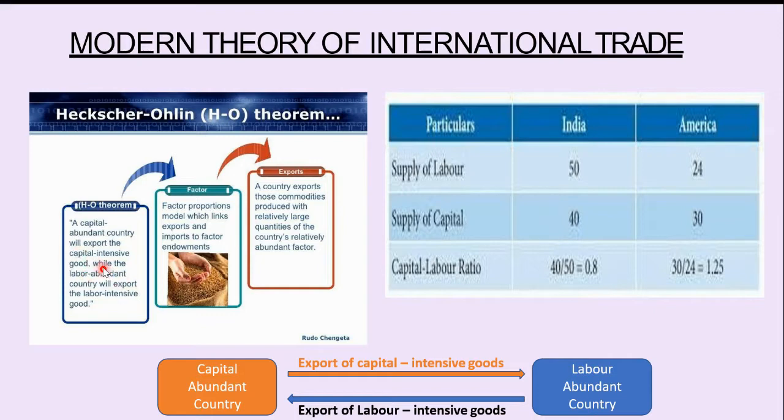This is the theorem. A capital abundant country will export the capital intensive good, while the labor abundant country will export the labor intensive good. A factor is regarded abundant or scarce in relation to the quantum of other factors.